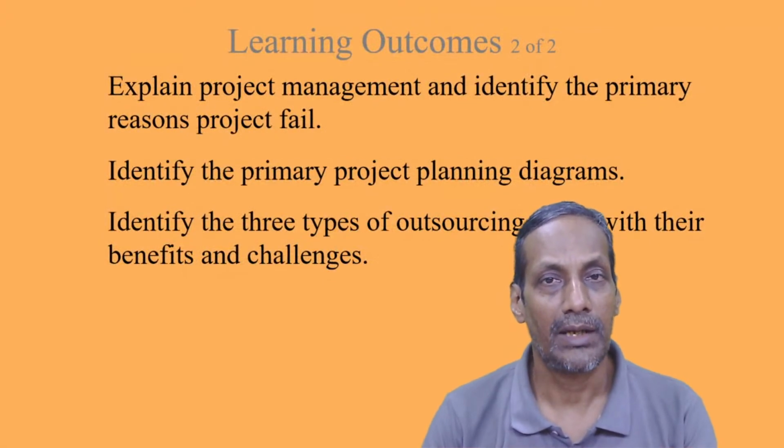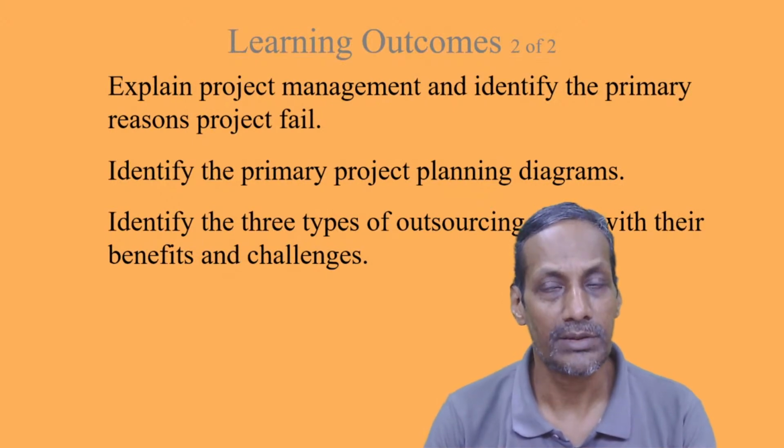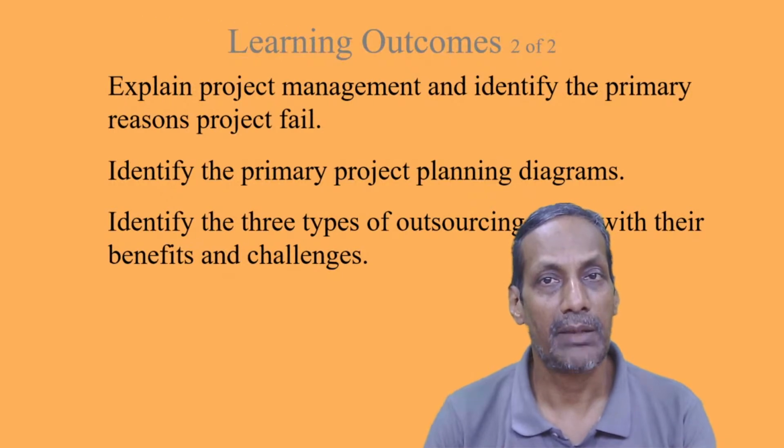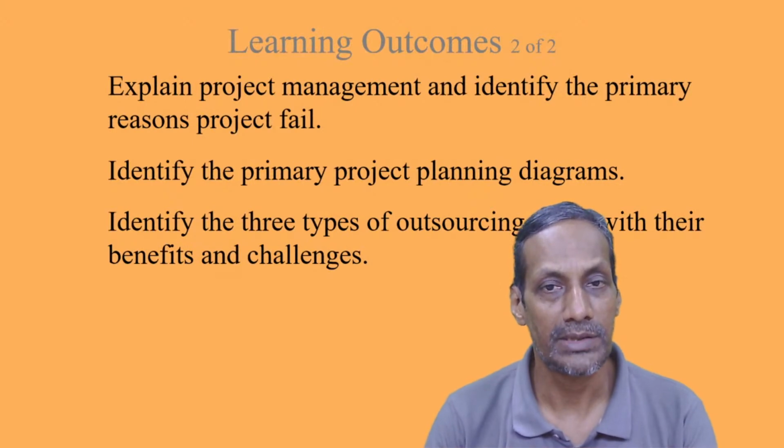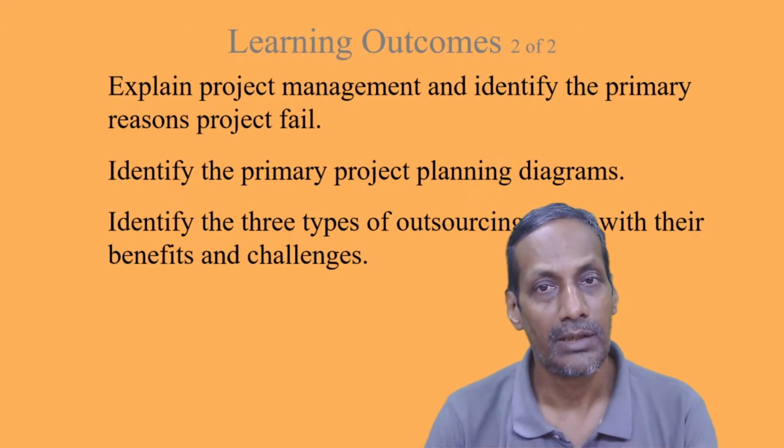So we will try to explain project management and identify the primary reasons for which information system projects fail or the information system solutions don't give us the desired results. We'll identify the primary project planning diagrams. We will identify the three types of outsourcing along with their benefits and challenges in today's session and in the next session.